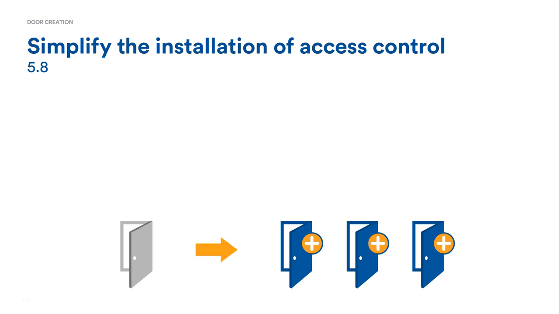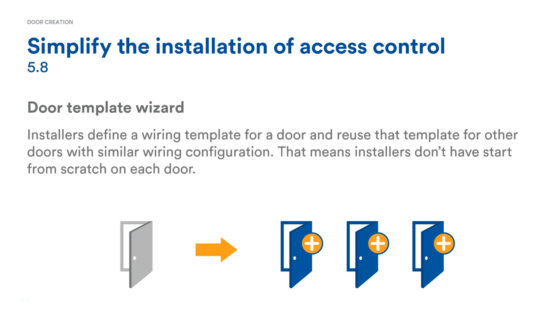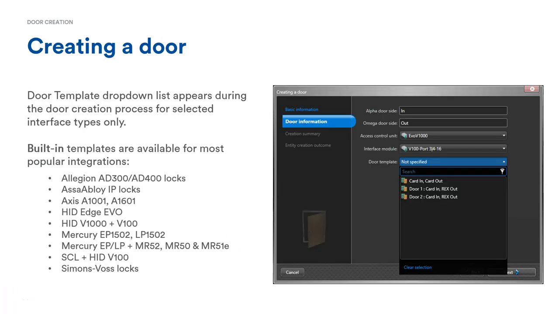In Security Center 5.8, the system allows for door template creations in a wizard. This increased the effectiveness of an installer because they don't have to start from scratch on every door. From the door template dropdown, you can select the door by interface type. There are many built-in templates based on popular hardware manufacturers, and those you create as well.